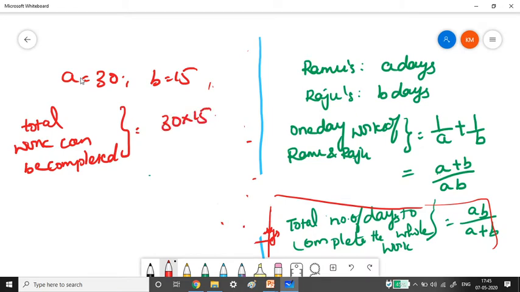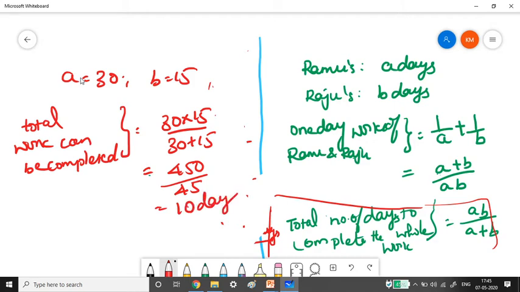30 into 15 divided by 30 plus 15, which is equal to 450 divided by 45, which is equal to 10. So they take 10 days in total to finish the work if they both work together. With this formula you can do this kind of problem.